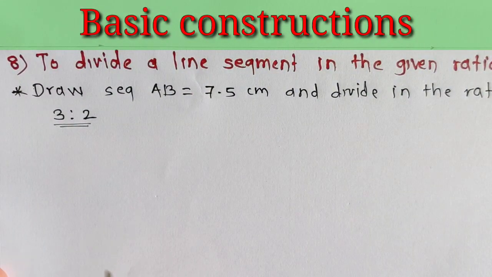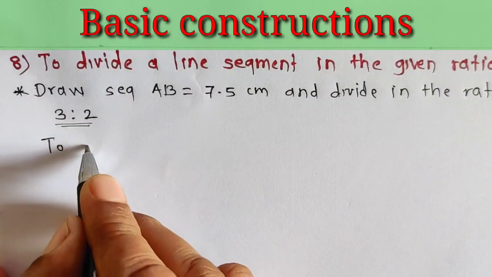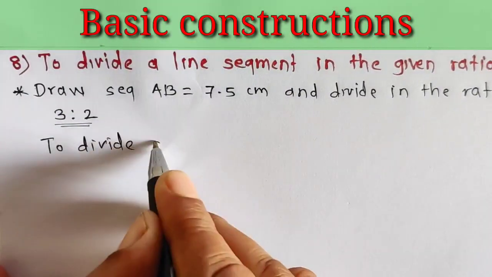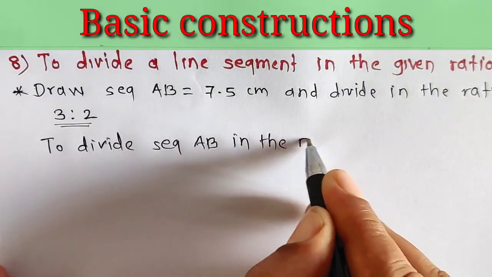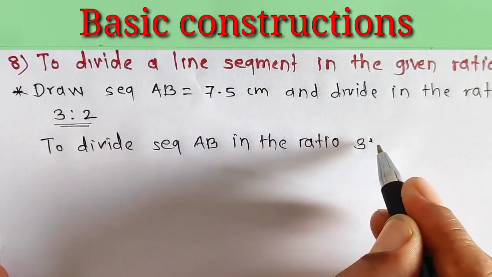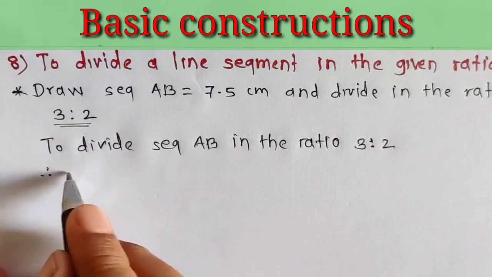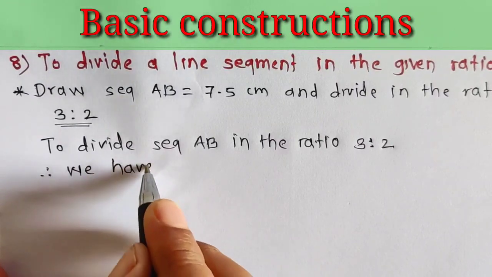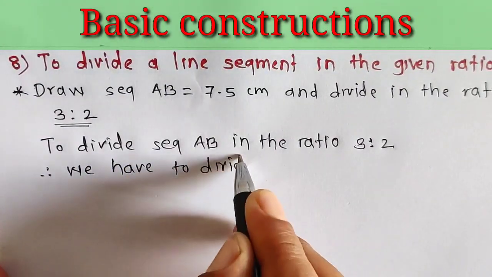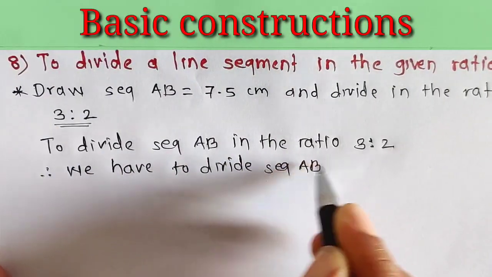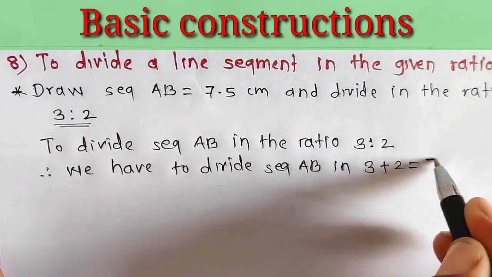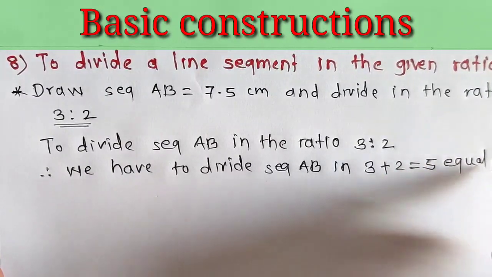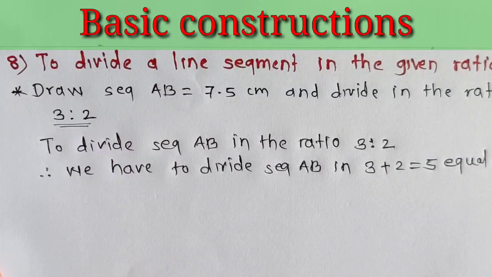So first we have to write here, to divide segment AB in the ratio 3:2. Therefore, we have to divide segment AB in, see the numbers in the ratio 3 and 2. So 3 plus 2 equals 5 equal parts. So we have to divide into 5 equal parts and then in the ratio. So let us see how to divide into 3:2.